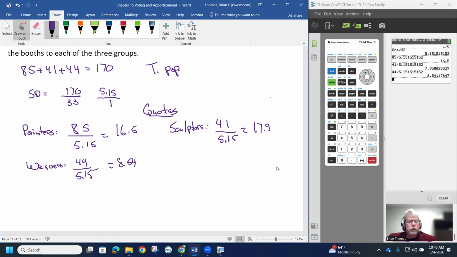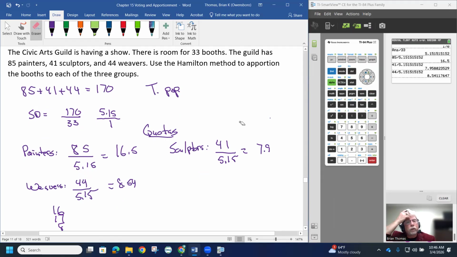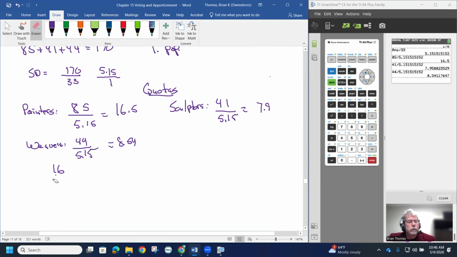But now what we do is use the whole numbers. We have 16 and 17 and 8. So did I do the... So it looks like for sculptors, I typed in the wrong number there. Looks like I should have had 7.95. So sorry about that. Sculptors and weavers should have been closer together, so something was fishy there. So let me rewrite that down here as 16, 7, and 8. If we add those numbers together, 16 plus 15 would be 31.